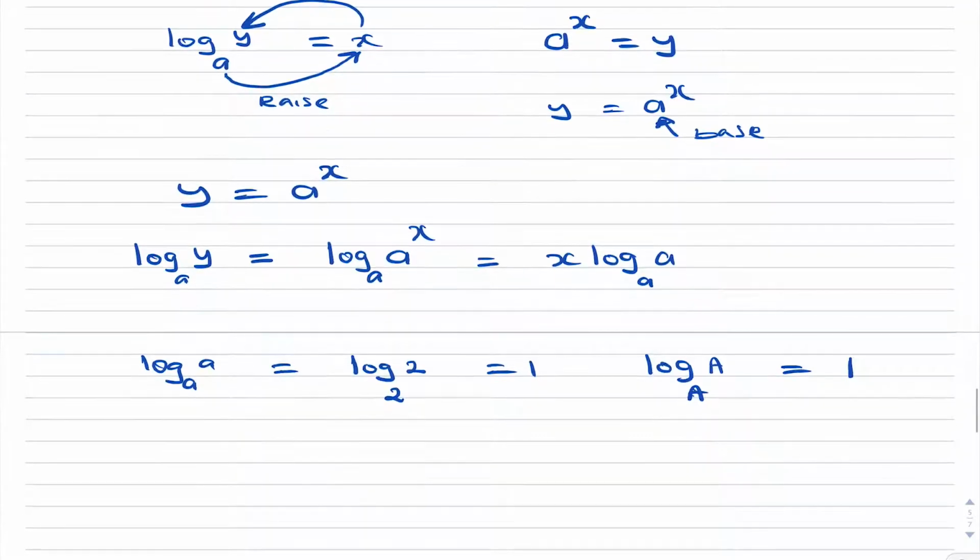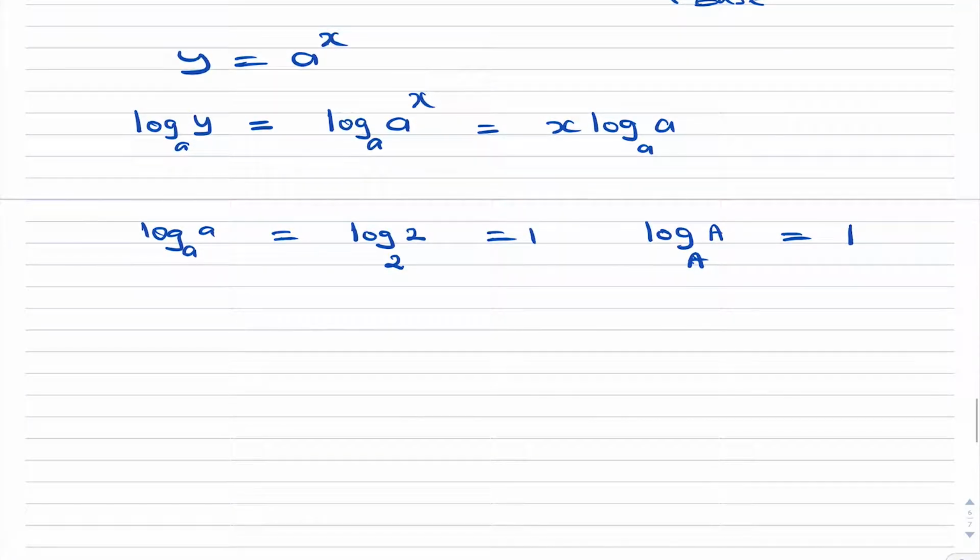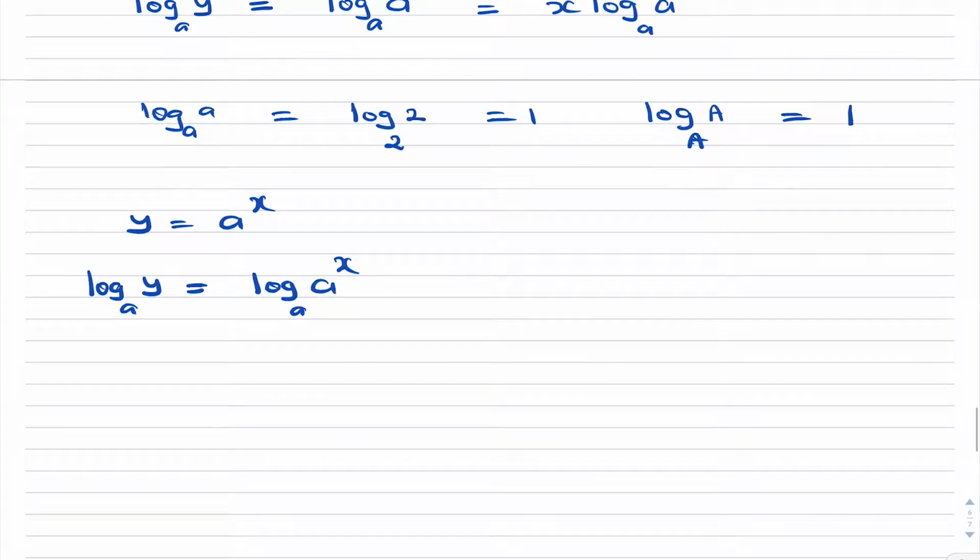So let's try that with this expression we're just dealing with. We already have y equals a to the power of x, and then we take log base a of both sides. So log base a of y equals log base a of a to the power of x. And then we change that using the power law. So we said log base a of y equals x log base a of a.